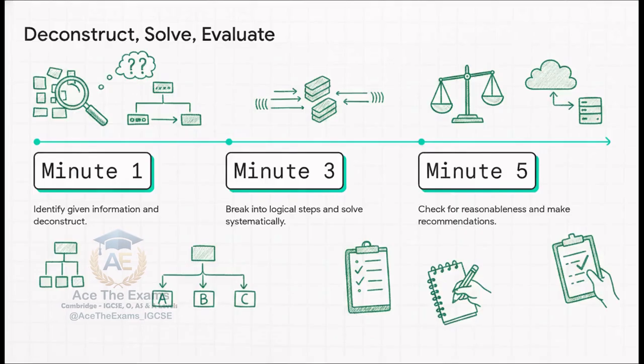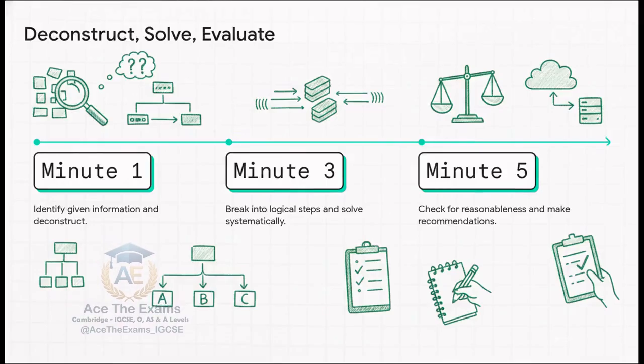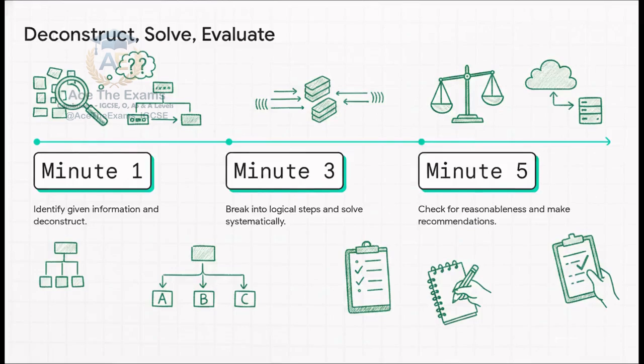By minute 3, you move to the solve phase. You break your knowledge into those logical steps, the cause and effect we talked about, and you write systematically. Finally, by minute 5, you evaluate. You check the reasonableness of what you just wrote, and you justify your final recommendations. Implementing this strict deconstruct, solve, evaluate pacing completely prevents that dreaded generic fact dump. Why? Because you were spending the first 20% of your time strictly analyzing the scenario before your pen even starts moving.